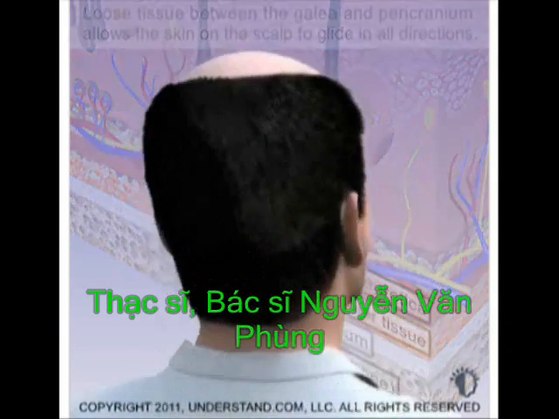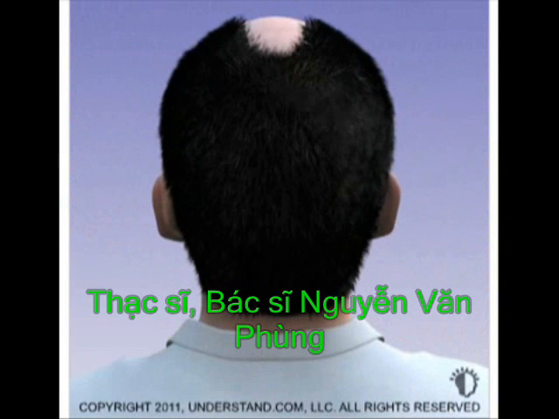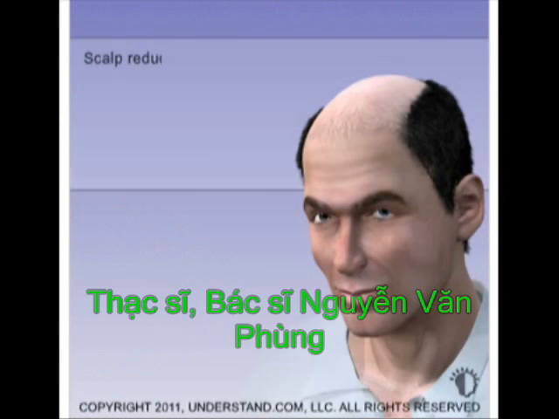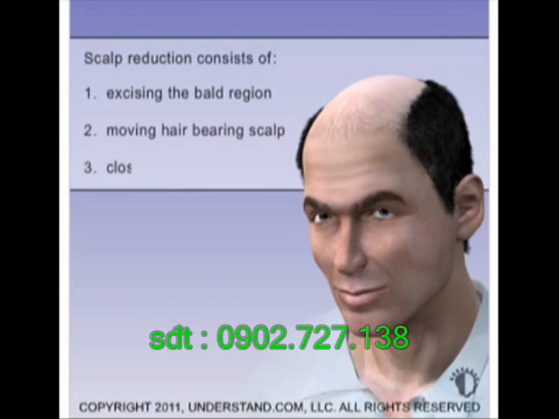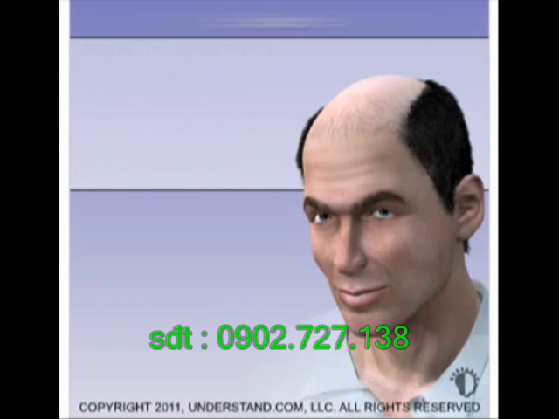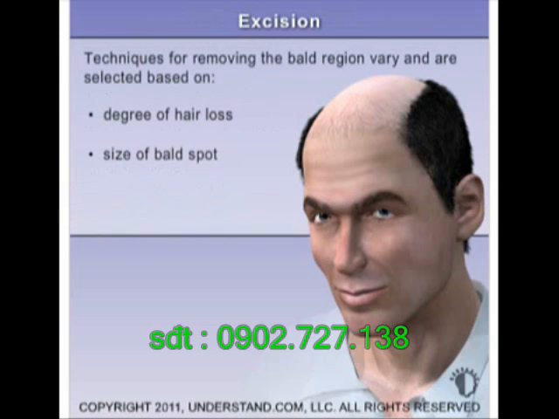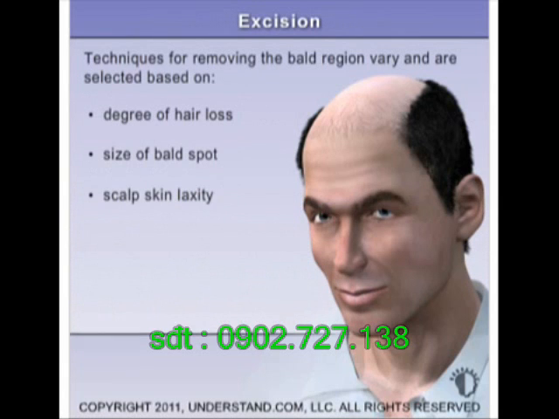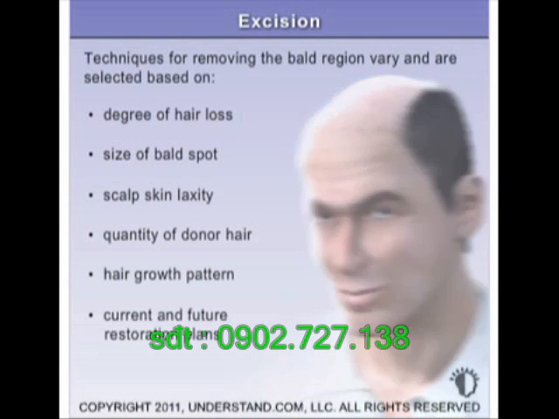Scalp reduction involves sliding the galea and overlying skin layers upward to replace the balding region that has been surgically removed. Scalp reduction consists of 3 principal steps: excising the bald region, moving the hair-bearing scalp, and closing the incision. Techniques and patterns for removing the bald region vary and are selected according to the degree of hair loss, size of the bald spot to be removed, the scalp skin laxity, the quantity of donor hair, hair growth pattern, and the patient's current and future plans for hair restoration.